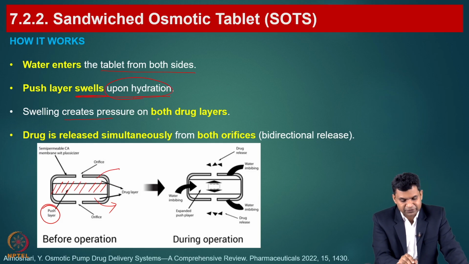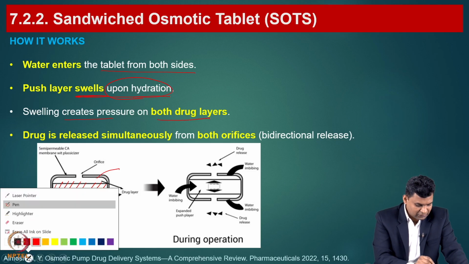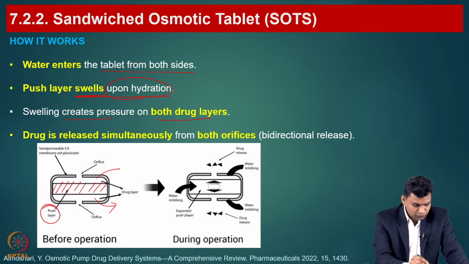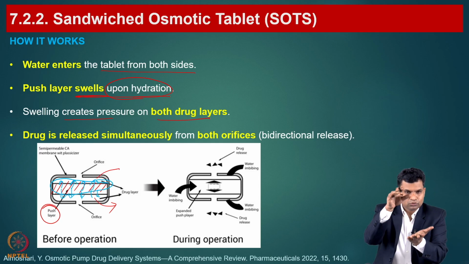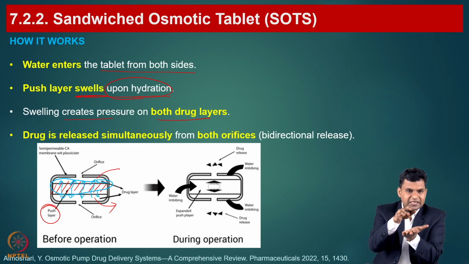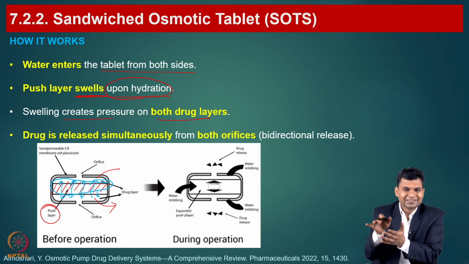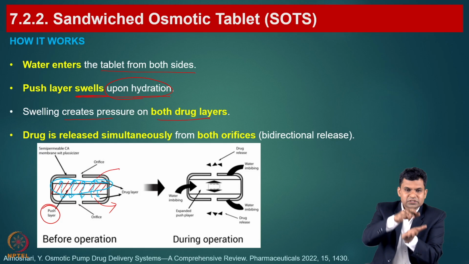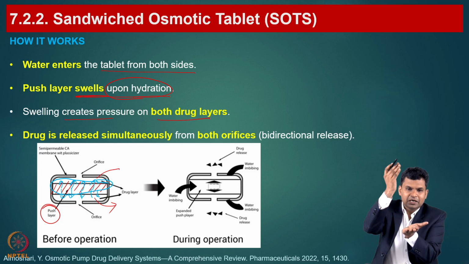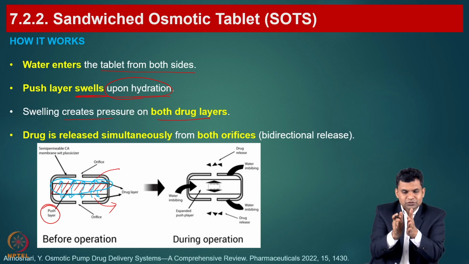The swelling creates a pressure on both drug layers. So, once the water has entered, this push layer will help to push the drugs from the inside to outside. So, this core is in between, in the sandwich. The push layer is placed between the two drug layers, so that is why it is called sandwich osmotic tablets. Once the water has entered, from two sides it will swell, and from the top and bottom two sides, the drug will release.